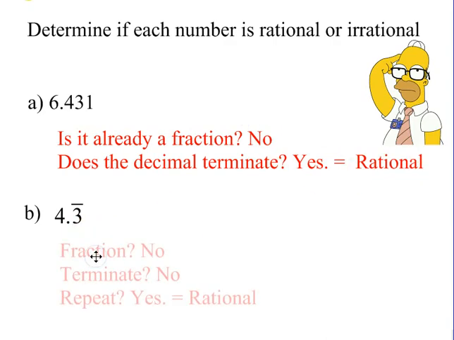Let's take a look at this one. 4.3 repeating. Is it a fraction? Nope. Does it terminate? Nope. Does it repeat? Yes, it does repeat in a pattern. I can tell you the next number is going to be 3, followed by 3, followed by 3, on and on. So therefore it's a rational number. You can write that as a fraction, and next video we'll talk about how to do that.